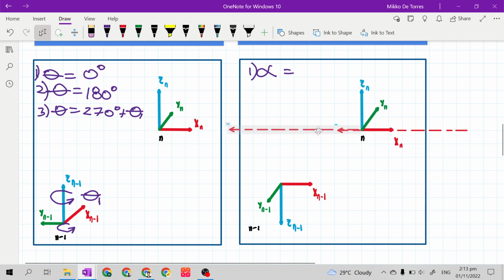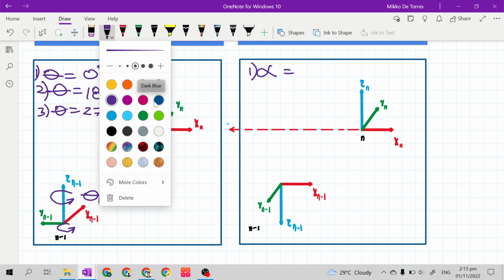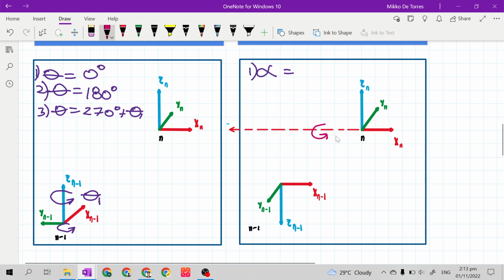The axis of the rotation now is the x sub n. So the rotation along x sub n is the alpha. This is alpha. Again, we are rotating counterclockwise to have a positive rotation angle. For example, this is our frame n minus 1 and this is frame n. We want to match the direction of z sub n minus 1 to z sub n.